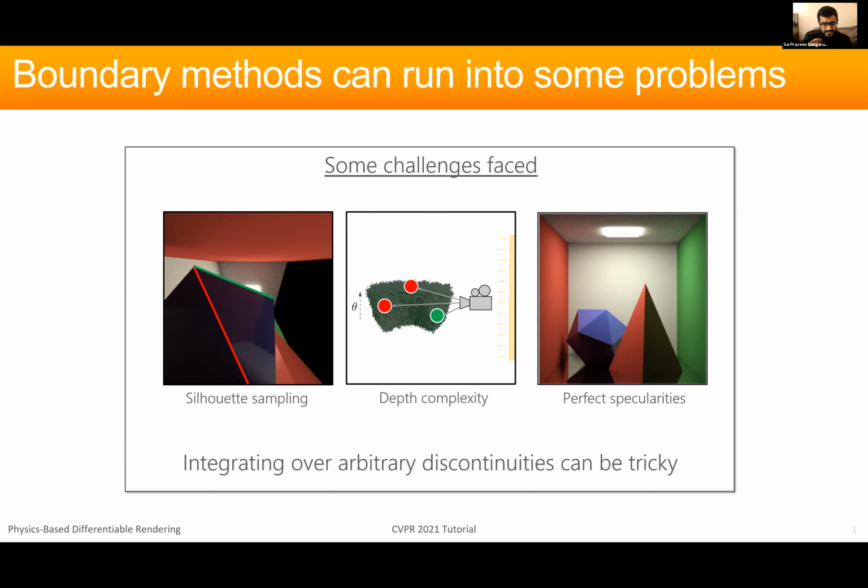connect it through the mirror, you have to invert the mirror function. And if you imagine complicated mirrors like convex or concave mirrors, that becomes a general function inversion problem and gets really hard. So in general, integrating over arbitrary discontinuities can be a tricky problem. Now, it's not that boundary methods can't deal with this. There's already great work towards solving these problems, but you can still wonder, is there a way to avoid having to find the samples on boundaries?